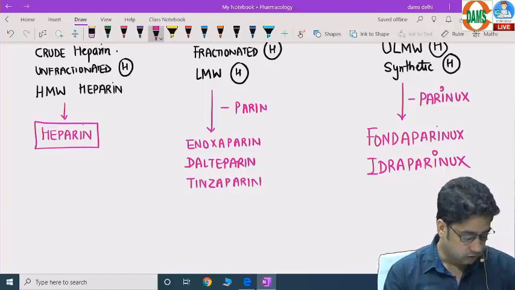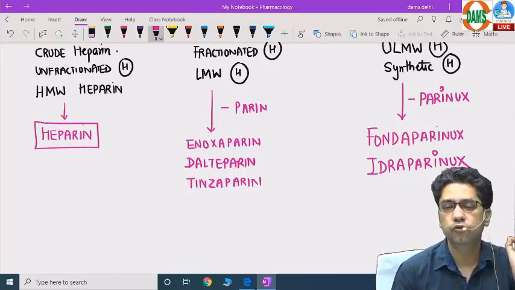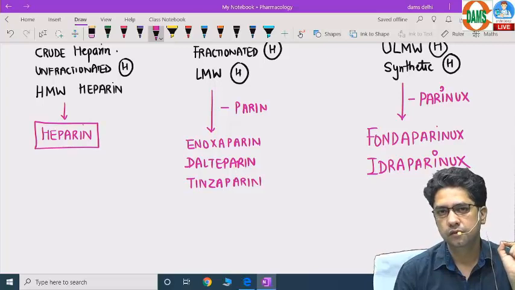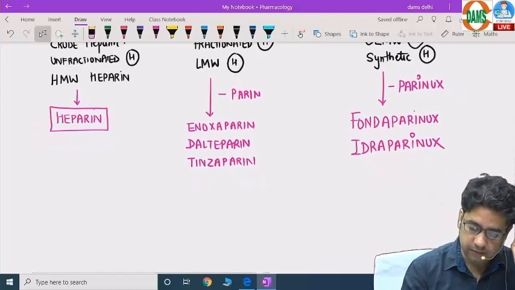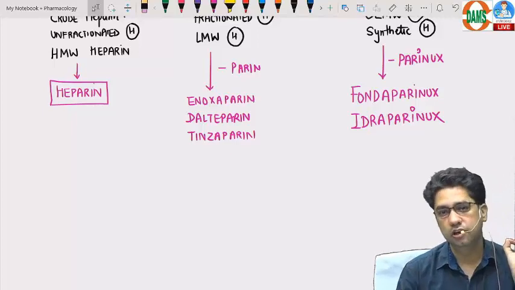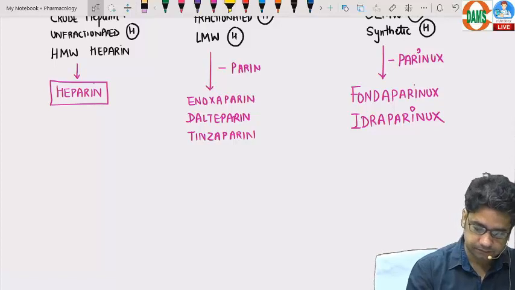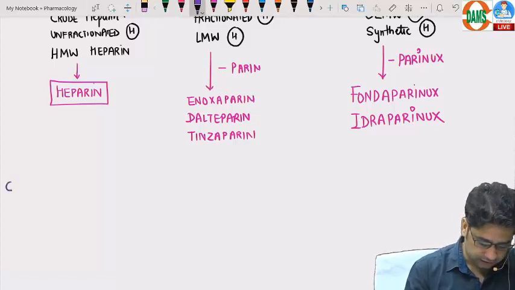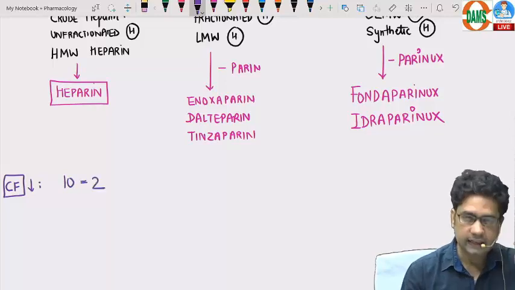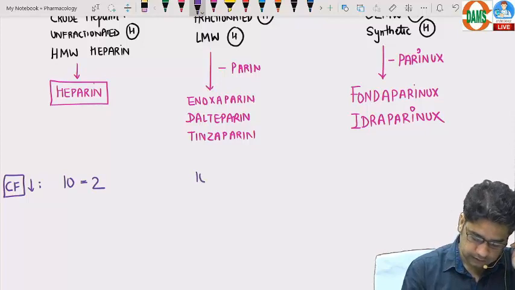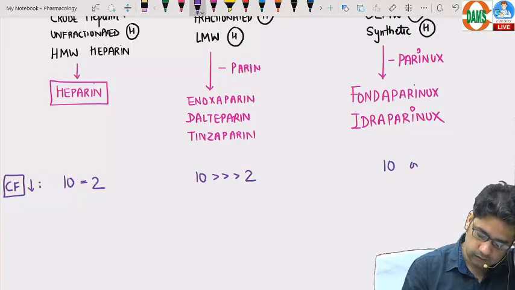Okay. Now, what is important for us is we have to compare these three heparins. And the comparison chart which I will be making is a very important chart for you. बहुत important है आपके लिए वाला part. ठीक है? So let's compare them. Now, which clotting factor they will inhibit? You will write heparin, high molecular weight heparin: 10 and 2. 10, very less 2. 10 only.